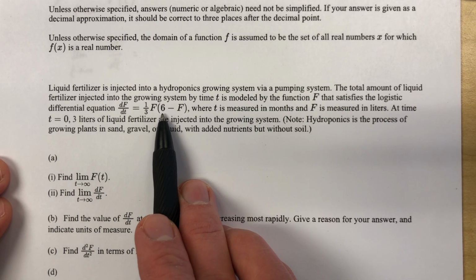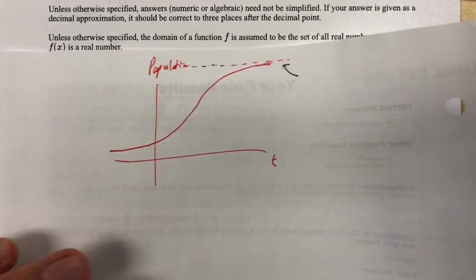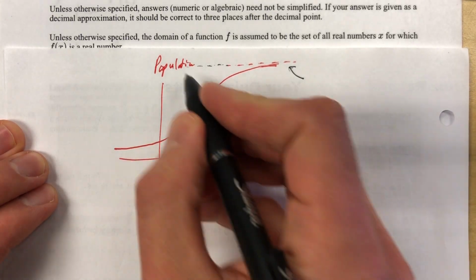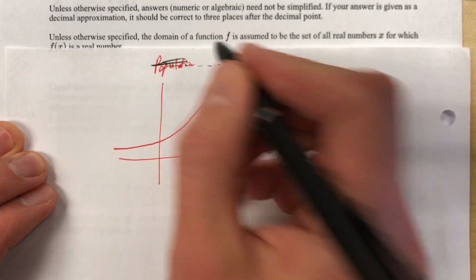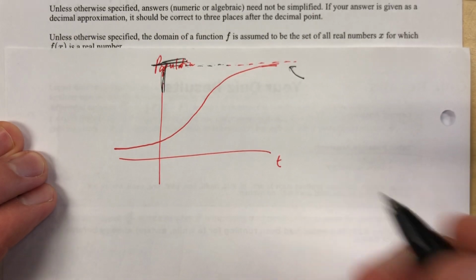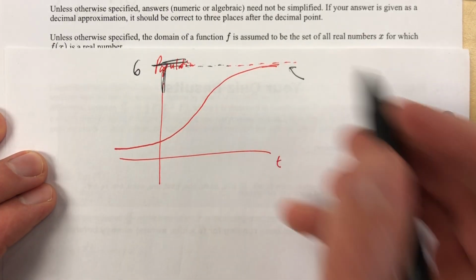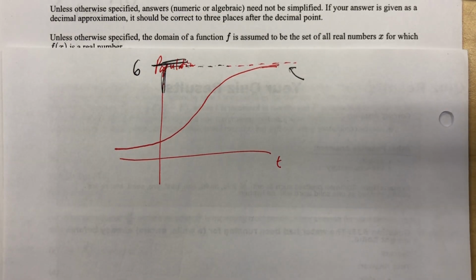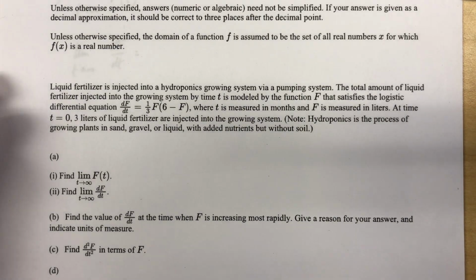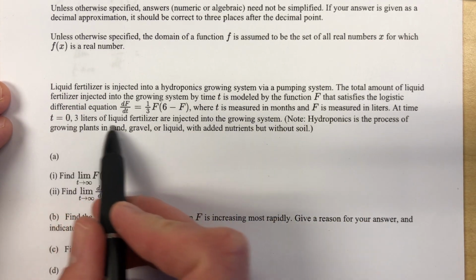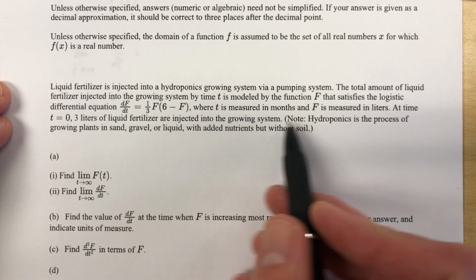That's it. Our carrying capacity is 6 liters, which means as time goes on, we haven't even finished reading the problem, but I'm telling you things that should go through your head. As time goes on, we're eventually going to reach not a population, but a carrying capacity of fertilizer of 6. We're going to get super duper close to 6, never quite reach it, but get really, really close to it. 5.999. T is measured in months. F is measured in liters. At time t equals 0, 3 liters of liquid fertilizer are injected into the growing system.